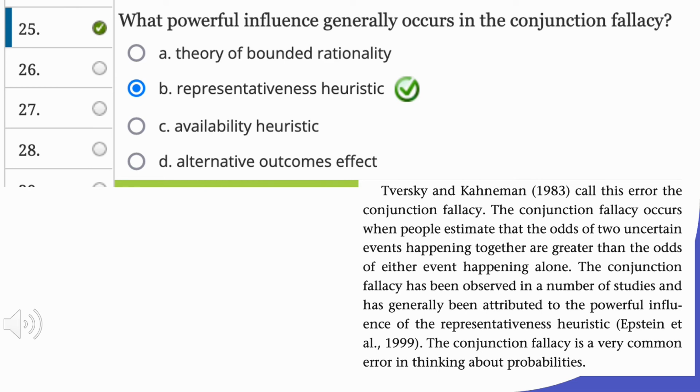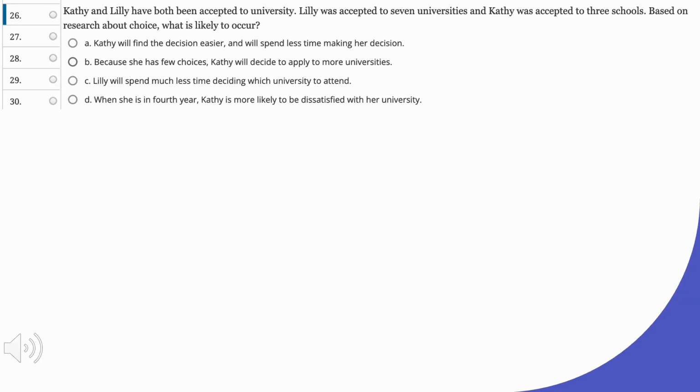For example, with a shy, quiet person, you're more likely to think he's a university professor who's also a librarian than just a university professor. This is due to the representativeness heuristic, where humans think shy equals librarian. Question 26. Kathy and Lily have both been accepted to university.